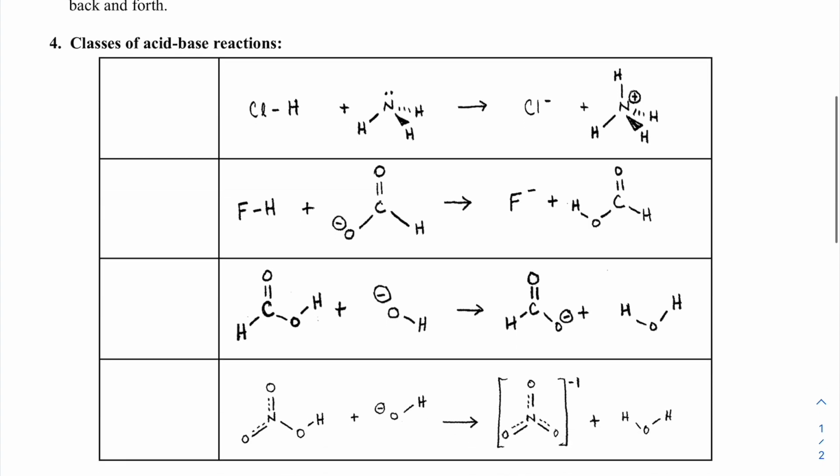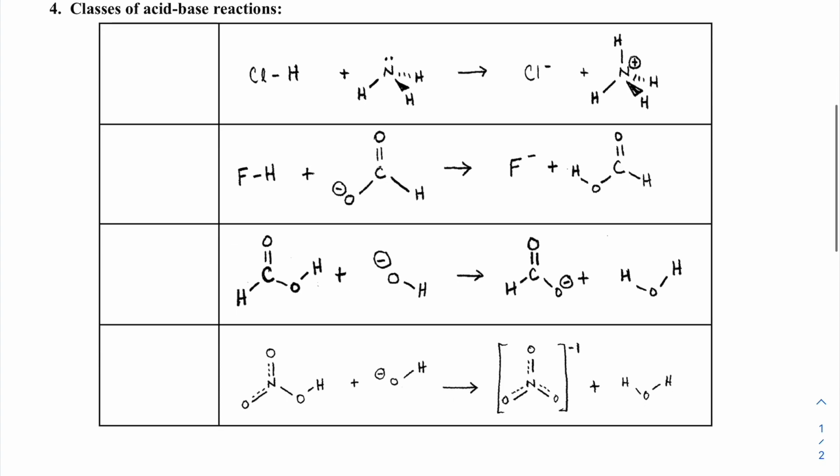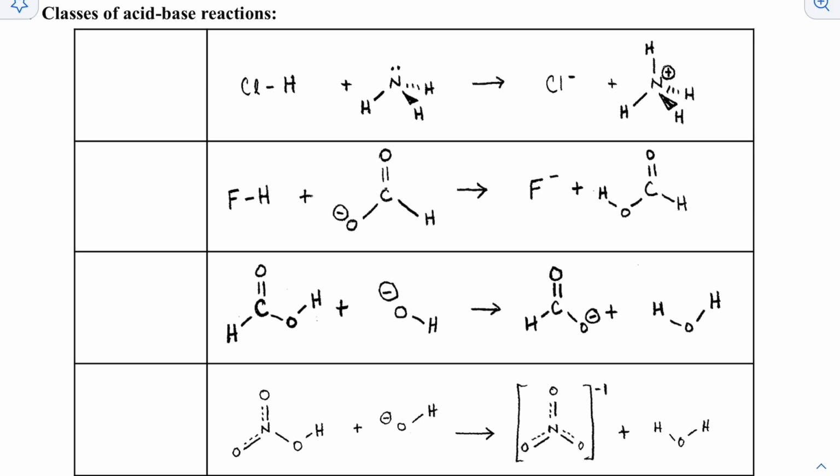The reaction itself is a proton transfer, an H+ transfer reaction, where the proton from the acid gets transferred to the base, much like tossing a football from the quarterback to the receiver. Many acid-base reactions are reversible, so the proton, the H+, the football, may be passed back and forth. We're going to classify each of the reactions by looking at what the products and the reactants are.